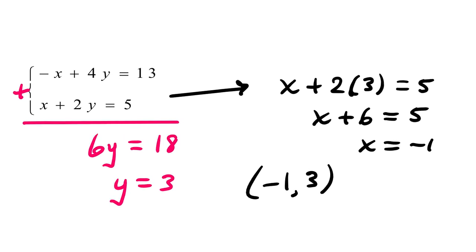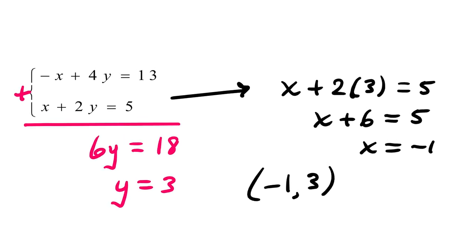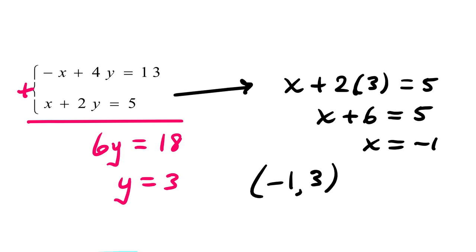For this next system, we have opposite signs with our x terms. If we add these two equations, negative x plus x is 0, so the x's are eliminated. 4y plus 2y is 6y. 13 plus 5 is 18, giving us y equals 3.